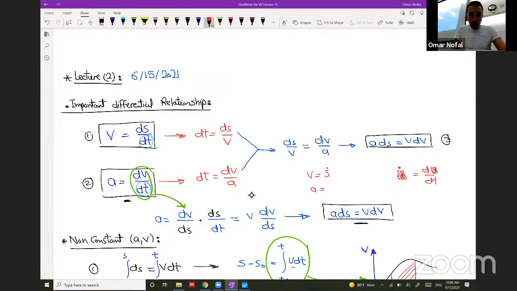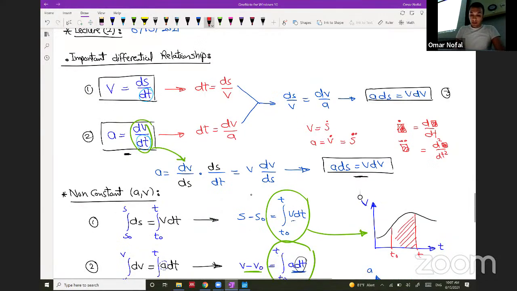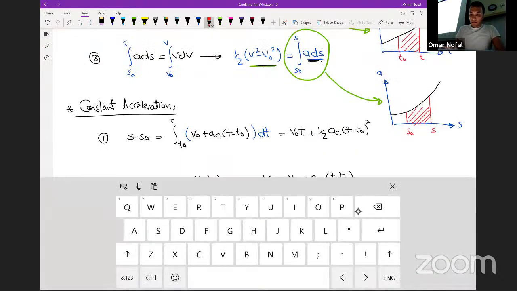A will be equal to v dot, because v is differentiated with respect to t, or it could be used as s double dot. So s double dot means d squared/dt squared of this thing. So this is for now.